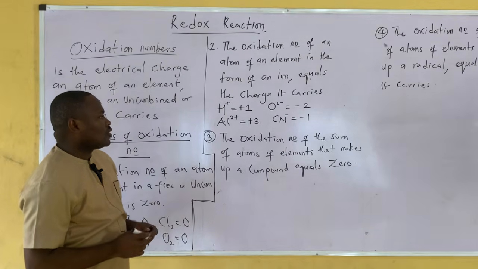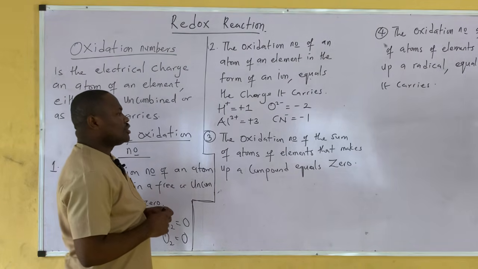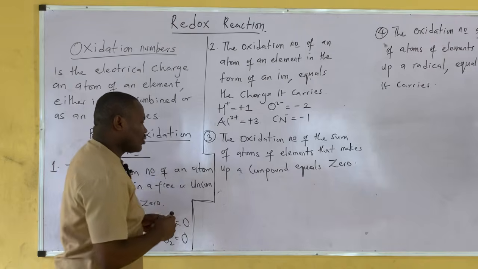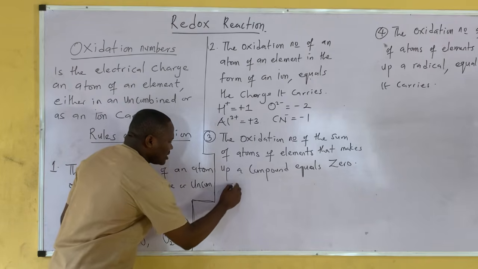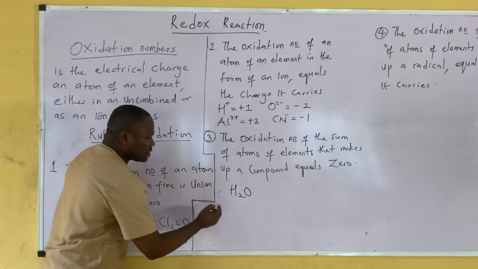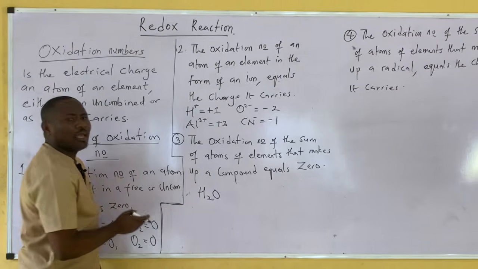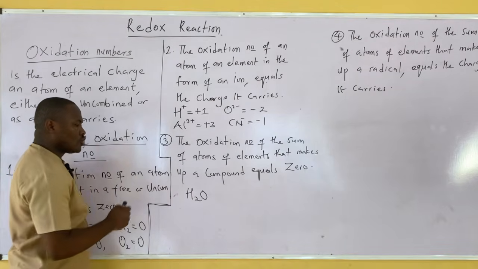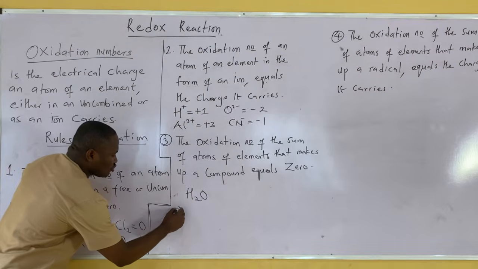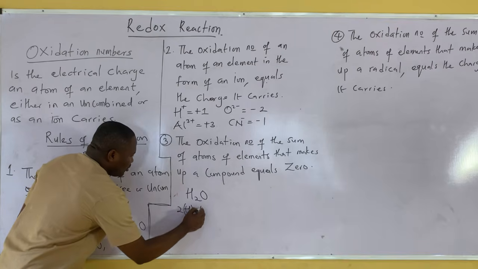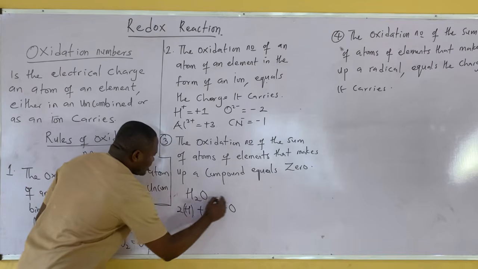What about number 3? It says the oxidation number of the sum of atoms of elements that makes up a compound equals 0. Let's assume, look at this. This is H2O, water. What does that mean? He's trying to say that the sum of all the elements that makes up water, the oxidation number equals 0. So he's trying to say that 2H plus O is equal to 0.